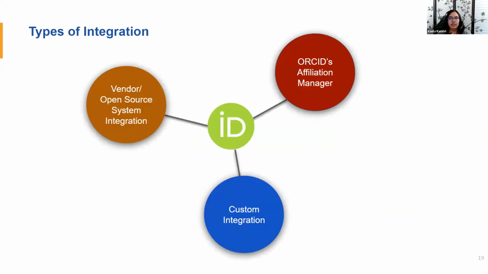There are three types of integrations with ORCID. A vendor or open source integration is with systems, such as I explained earlier, OJS, or even Esploro. Then there is the Affiliation Manager, which is a tool available to consortium members in the member portal, which pushes affiliation information to ORCID records. And the last type is the custom integration, which can be configured to best fit the needs of your organization. To integrate ORCID with the system, you do need to use one of your ORCID API keys.